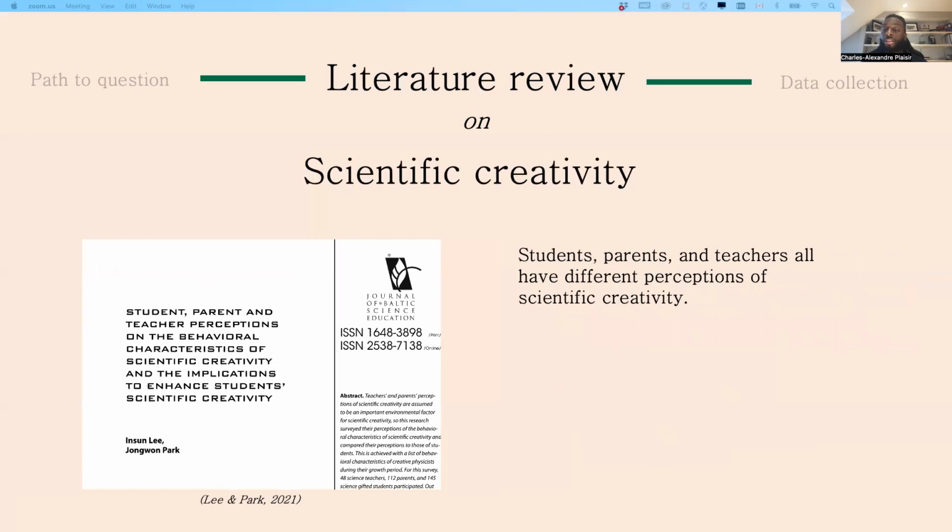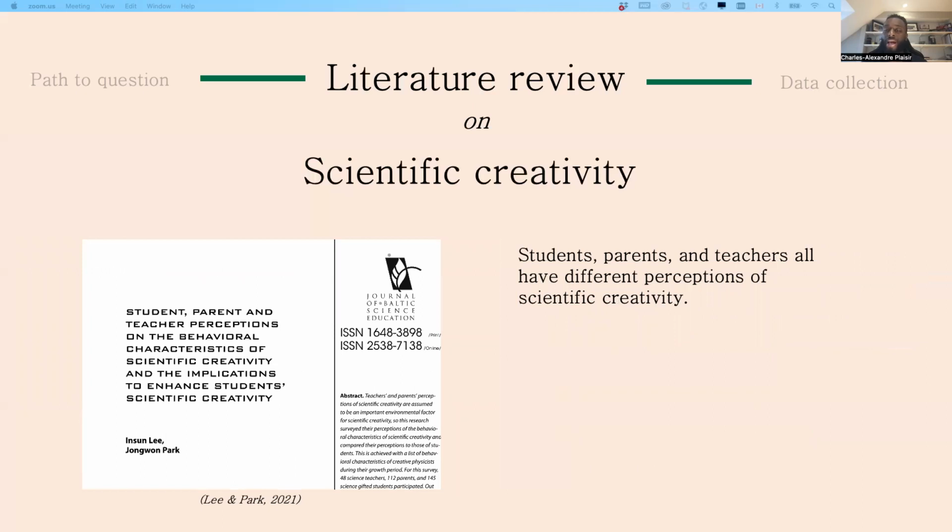Lee and Park notably helped identify how parents gave more importance to learning-related aspects. Students focused on activities and teachers on thinking aspects of creativity. This helped me come to a consensus over the best method to introduce scientific creativity to my students and to their parents when I would see them.